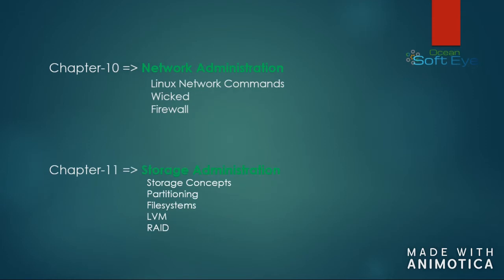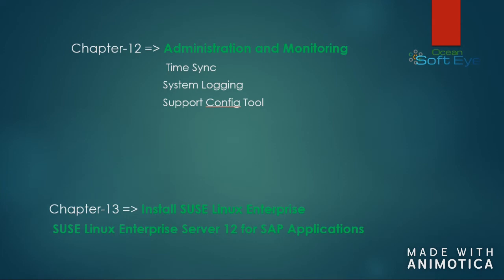Now the next chapter is chapter 10. It contains network management, or you can say network administration. The next one is storage administration. It basically contains all types of storage management. The last one is administration and monitoring. It contains three topics: time sync, file system logging, and support configuration. And the last one is the installation of SUSE Linux Enterprise.